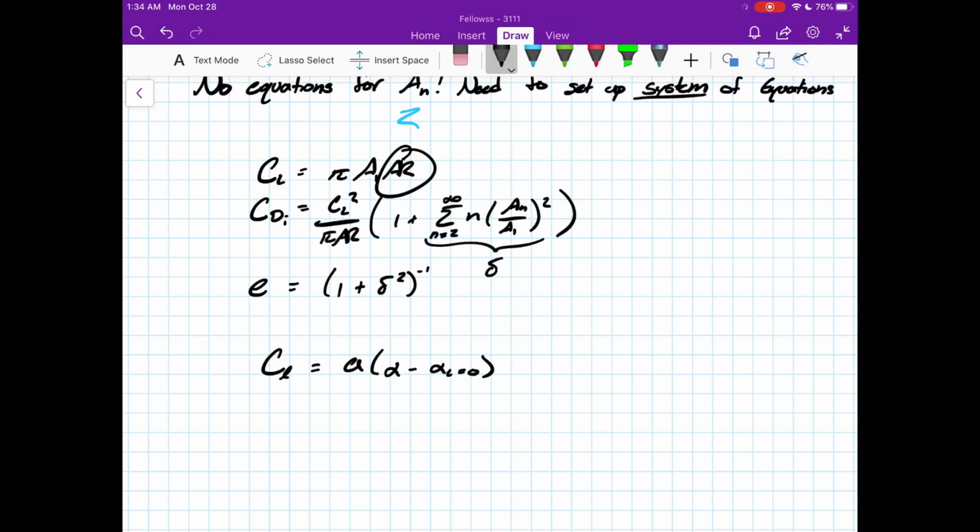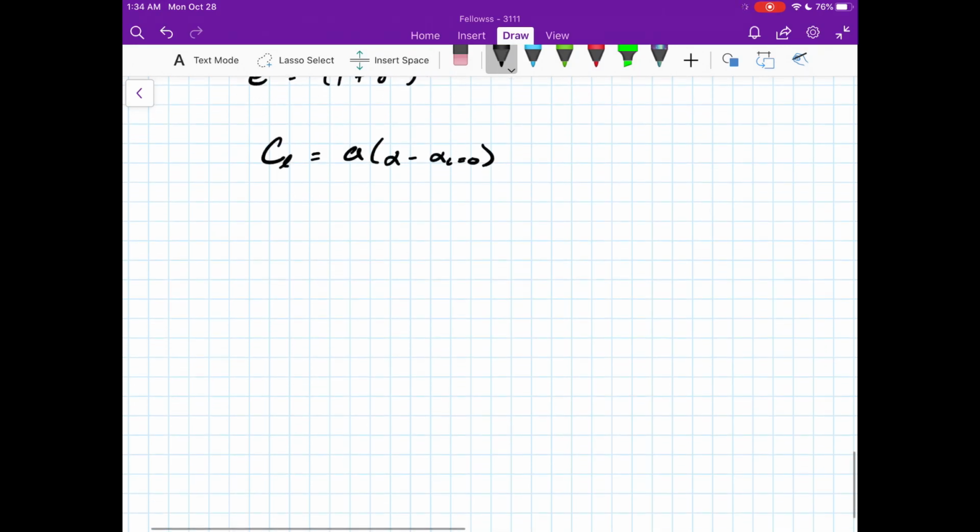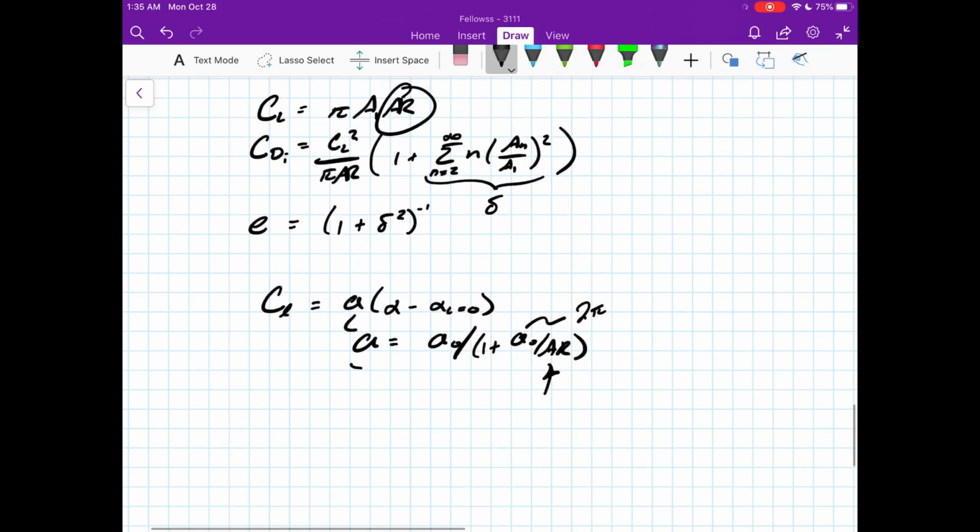We also have, and you know what, I have the equation for a right here. a is equal to a naught over 1 plus a naught over pi AR, right? I won't spoil it quite yet, but you can take a look at how, as you vary aspect ratio, that varies your a. And here a naught is just 2 pi, that's just our thin airfoil theory lift slope, right? I think that's all I have for this video.